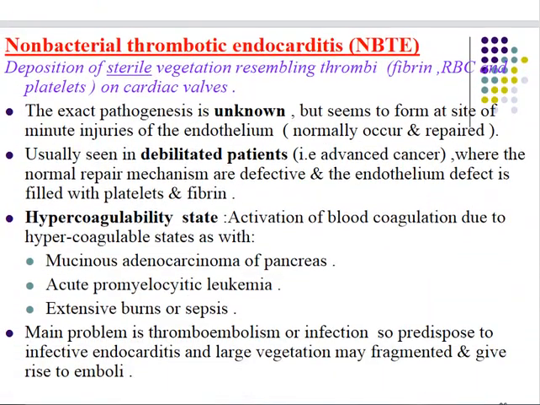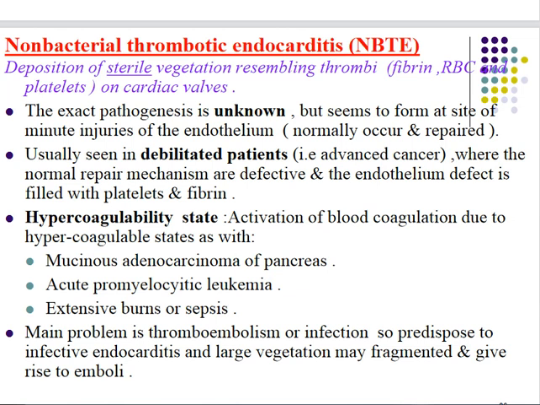Another type of endocarditis is non-bacterial thrombotic endocarditis, which results from the deposition of sterile vegetations resembling thrombi, composed of fibrin, RBCs, and platelets on the cardiac valve. The exact pathogenesis is unknown, but it seems to form at the site of immune injury of the endothelium, which is normally repaired. It is usually seen in debilitated patients, like those with advanced cancer, where the normal repair mechanisms are defective and the endothelial defect is filled with platelets and fibrin.